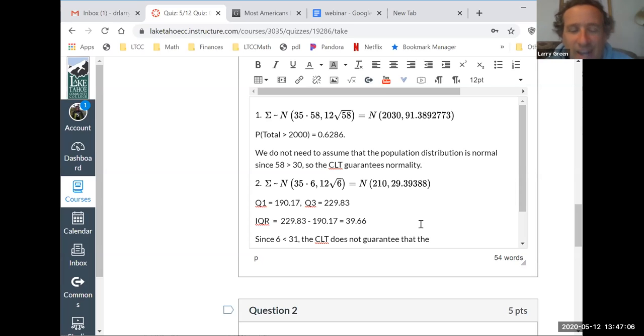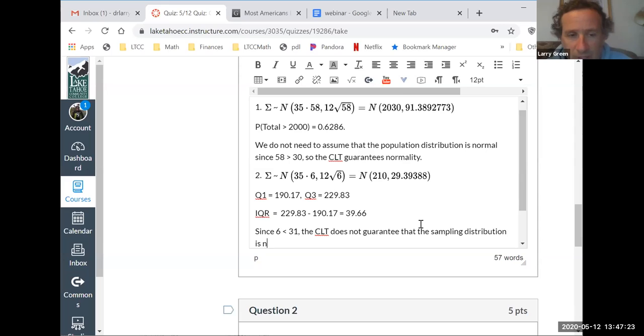Okay, so it does not guarantee that the sampling distribution is normal. So we must assume that the population distribution is normal.